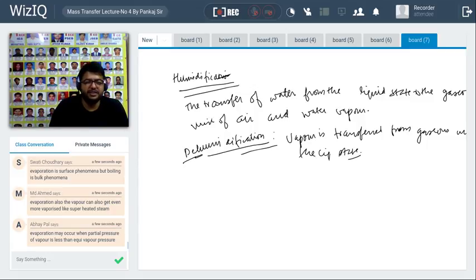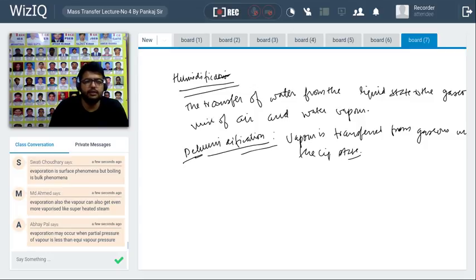The partial pressure and vapor pressure concept comes when there is a mixture. When there is a pure substance like pure water, then there is no concept of partial pressure. At that point, the two terms, partial pressure and vapor pressure, are the same. Here I'm considering only the water, so you shouldn't worry about that.